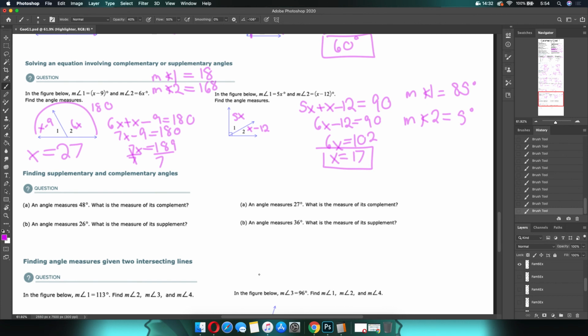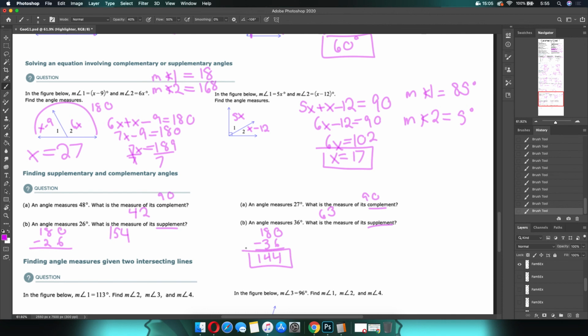Okay. Now let's take it even a little bit further. Well, actually, no, this is actually dialing it back. This is easy. So complement is 90. What's 90 minus 48? 42. Supplement is 180. So what's 180 minus 26? That is going to be 154. Now 27, complement is 90. So what's 90 minus 27? 63. And then what is supplement? So that's 180 minus 36, which is going to be 144.